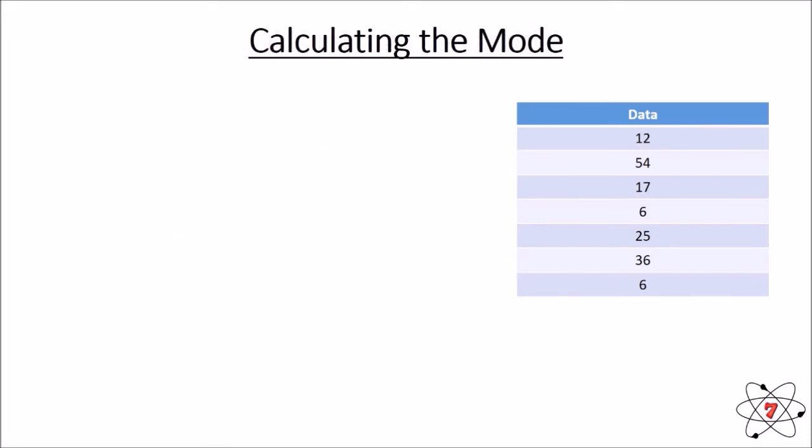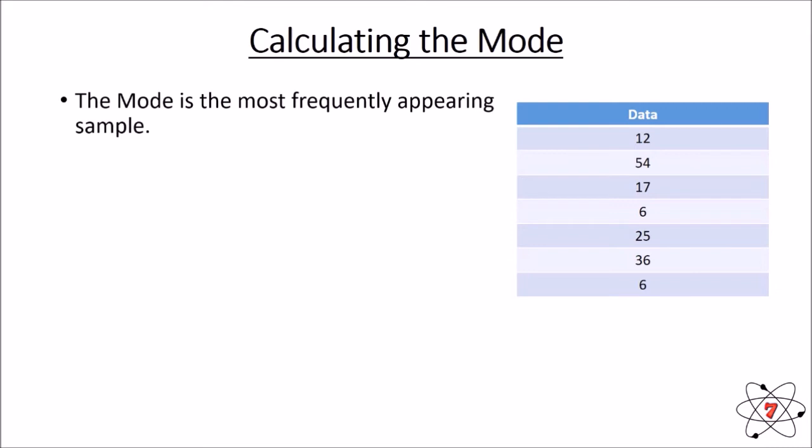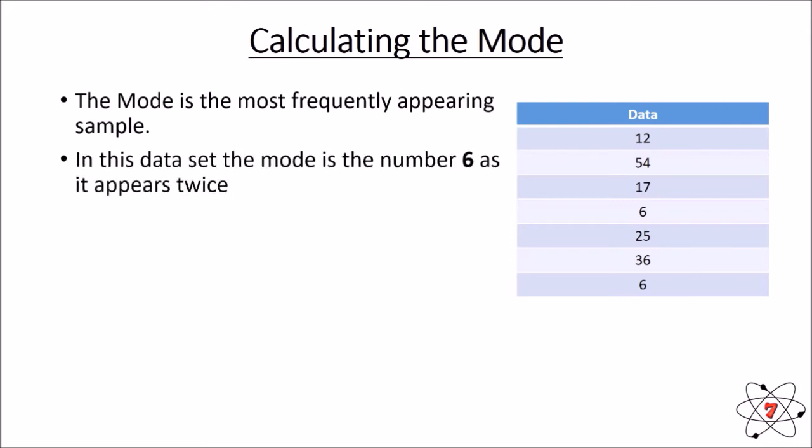The final type of average we're going to calculate is the mode. Again, we're using the same data just to show you how they're different. So, the mode is the most frequently appearing data point. In this particular example, the mode number is going to be the number 6 as it appears twice. All other numbers only appear once, so the number that comes up the most frequently is the mode.